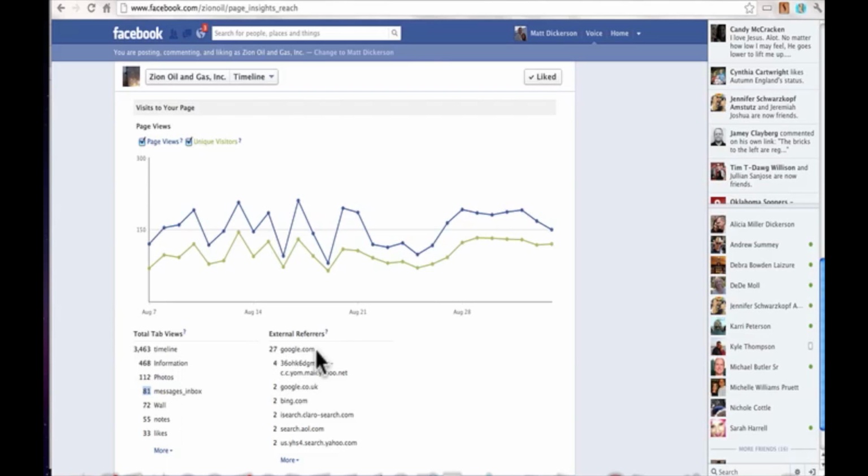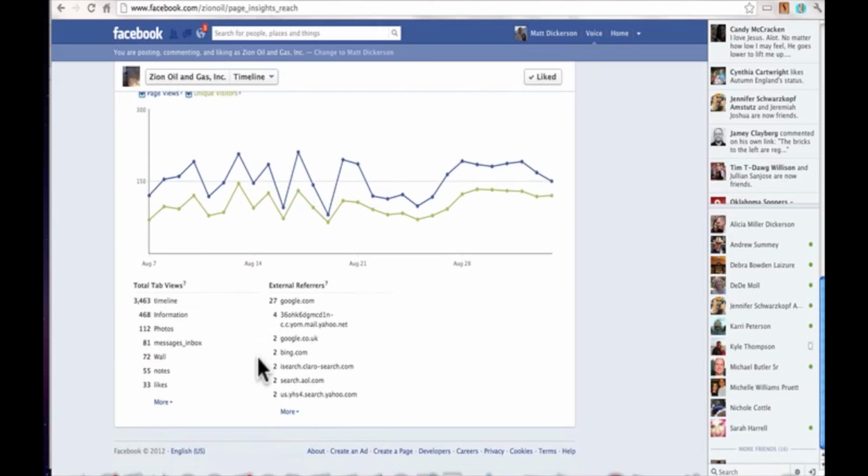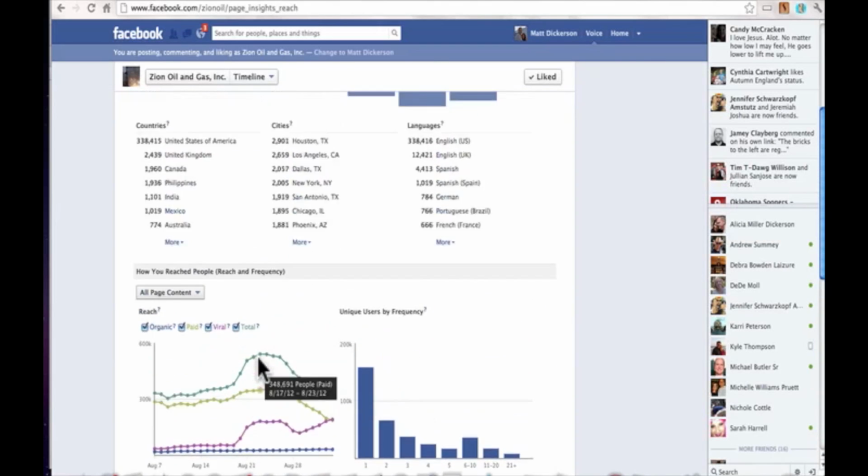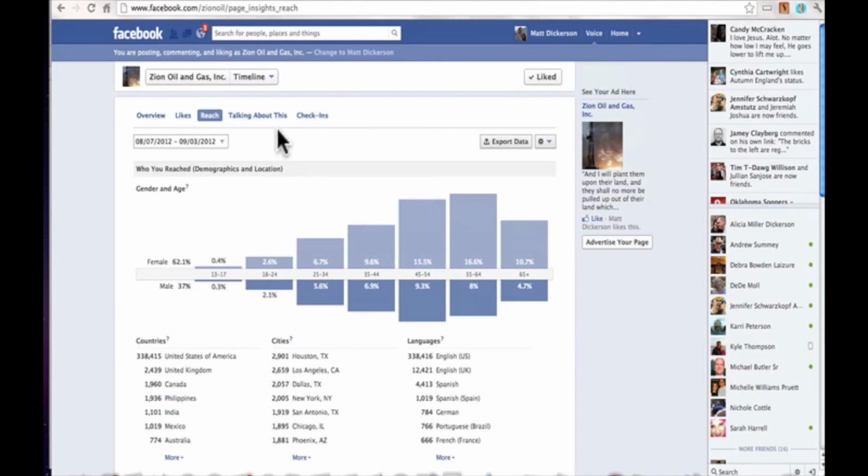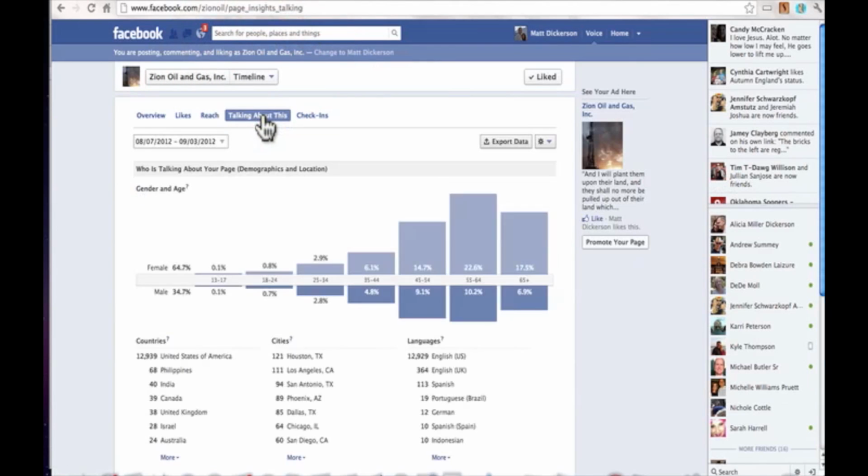And then outside websites. Well, people are doing a search for this particular group on Google, so their Facebook pages come up in Google, and people are liking them that way, which is great. It's going to help their website. And finally, talking about this. Again, these are people that have liked your post, shared your post, commented, anything at all. They engaged your post. They consider that talking about it.